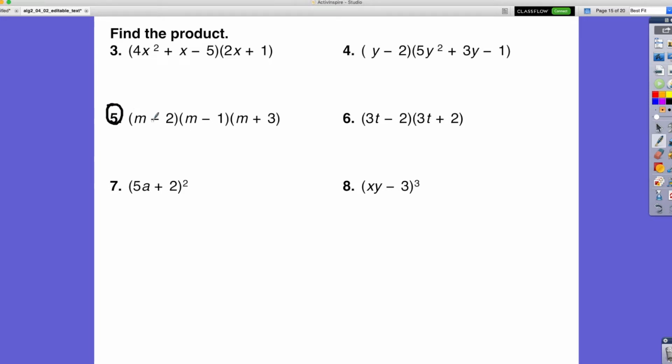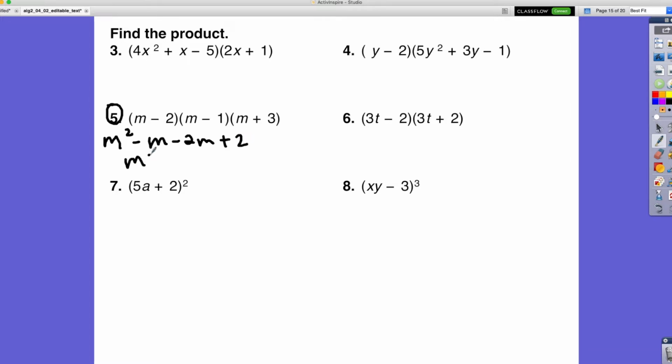Now we're going to do number 5, and we're going to multiply 3 binomials together. So I'm going to start by multiplying 2 binomials together to create a trinomial. So let's do that first. M times m, m squared. M times negative 1, negative m. Negative 2 times m, negative 2m. Negative 2 times negative 1 is positive 2.